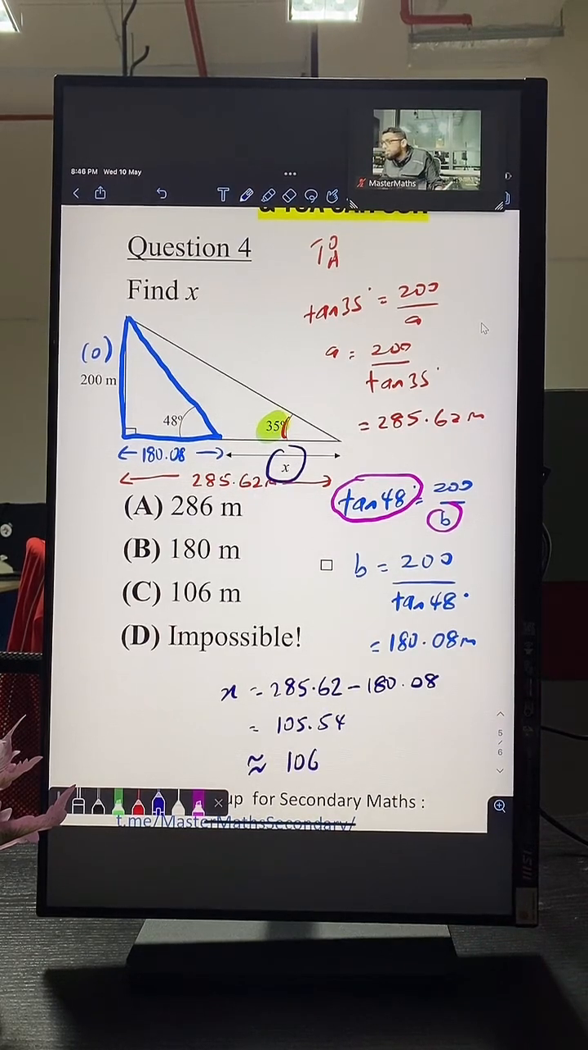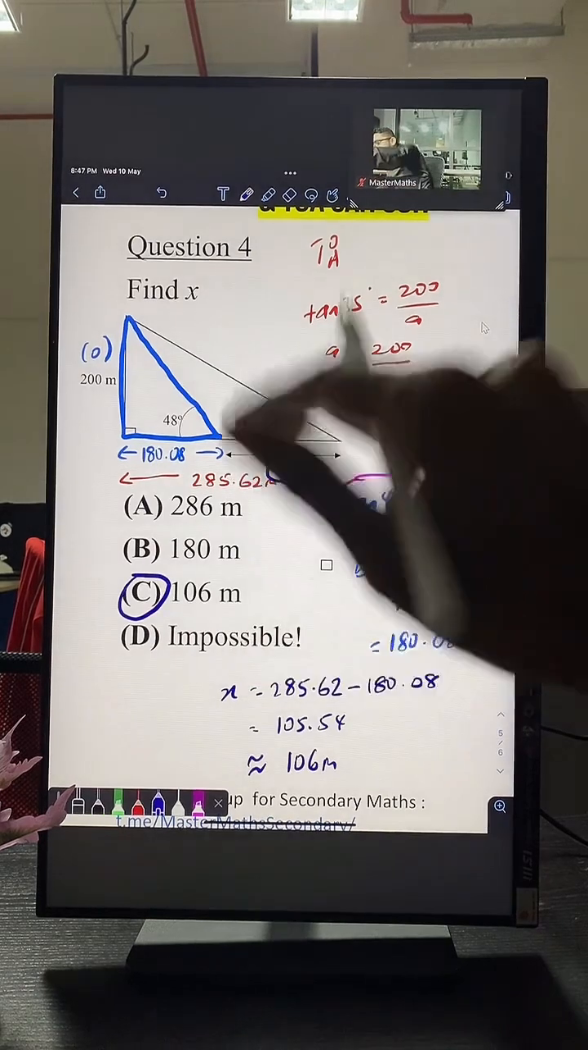Understand? Does everyone understand, students over there? Part C is the answer. Settle. Okay, so this is a TOA CAH SOH practice, guys.